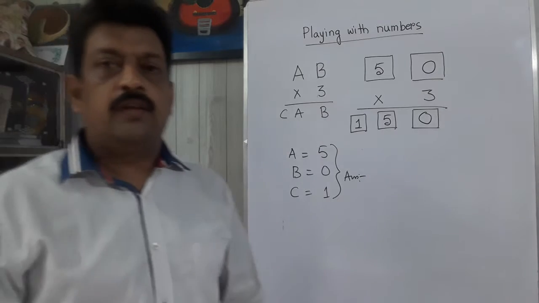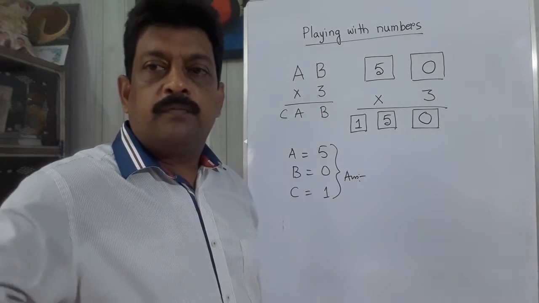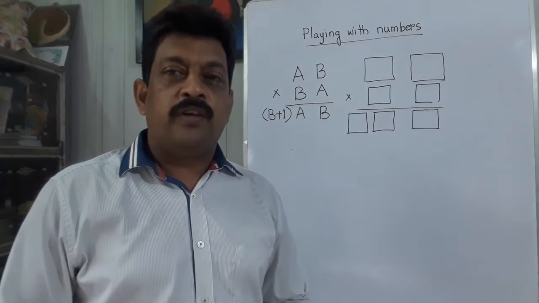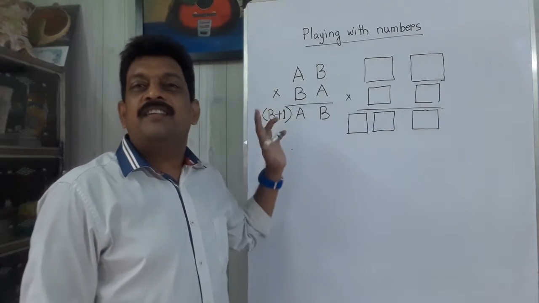Okay, understood? Okay. So let me show you one more sum, students. One more number. So as you can see, everything is written in alphabets.